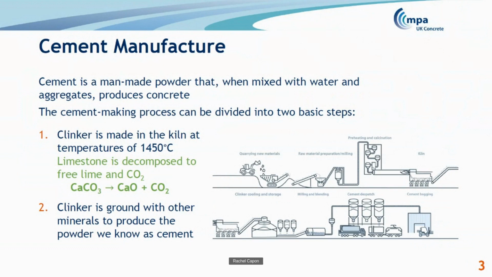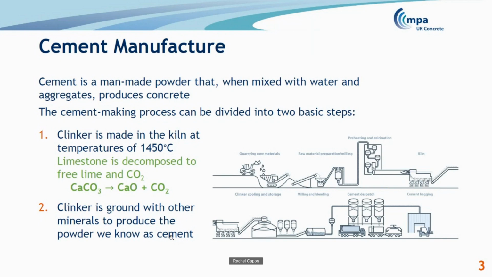So cement's a man-made powder that, when mixed with water and aggregates, produces concrete, and we can divide the cement making process into two basic steps. Clinker is made in a kiln at temperatures of around 1,450 degrees C, and the key chemical reaction going on there is that the limestone is decomposed into free lime and carbon dioxide. So the calcium carbonate breaks down into calcium oxide and CO2.